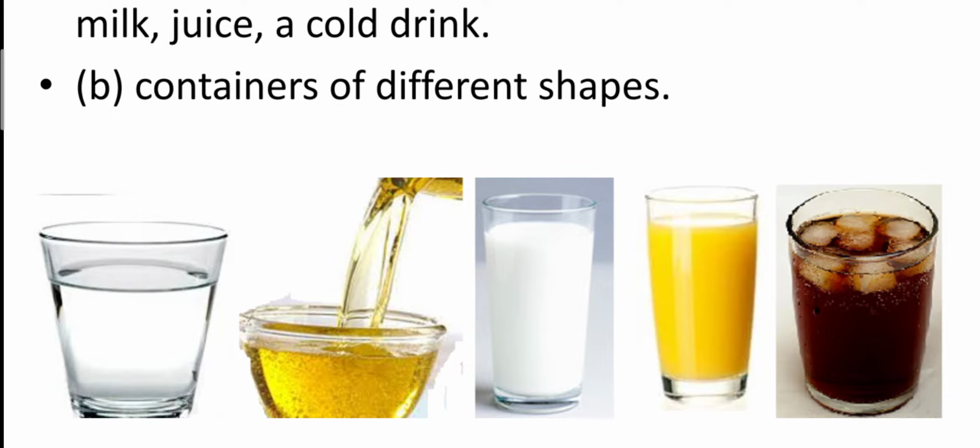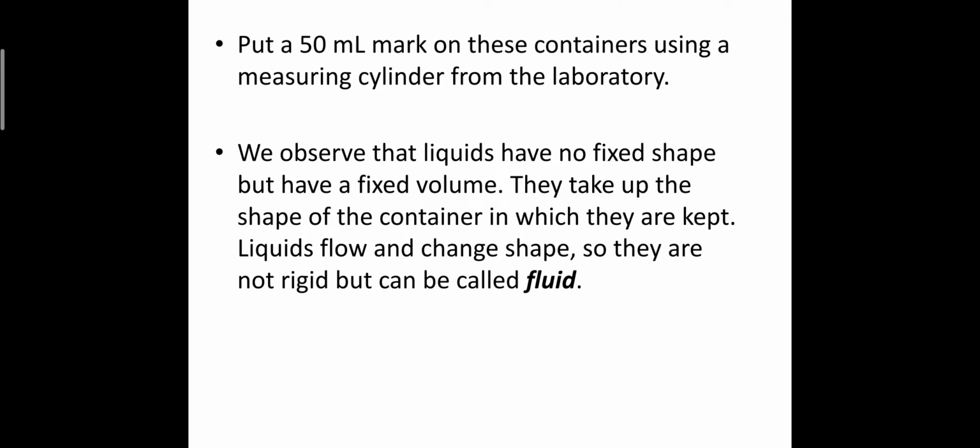So suppose we took an oval container with 50 ml, and we took a rectangular container with 50 ml. The volume was the same but the shape was different. So we can say that liquid takes the shape of the container in which it is kept. Also, liquid flows and changes its shape. So they are not rigid but they show fluidity.